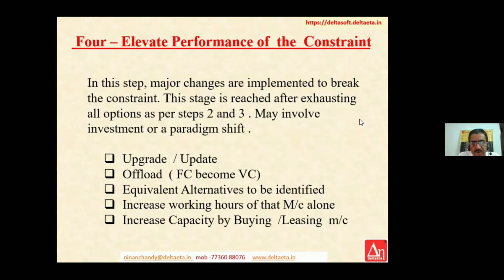Fourth way is to increase the working hours of that machine alone. This is also a common way. If there's a constrained machine and as a policy you are working 16 hours a day, only for that machine, maybe you will permit a 20 hours working. This is also possible. Next one is to increase the capacity of buying, leasing. So here you are investing in a new machine. You have exploited all the available options, that there is no other option other than buying a new machine. So for this, you go on increasing the capacity.